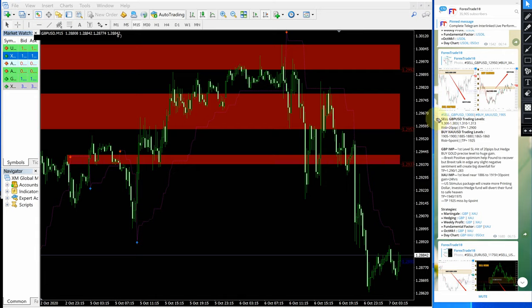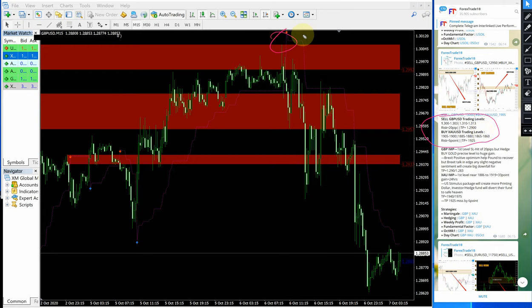This is the signal given: sell GBPUSD and buy XAUUSD. First, we will see GBPUSD. Entry range given is 1.300 to 1.303. And then we will see in the chart precisely how it performed from our given level.